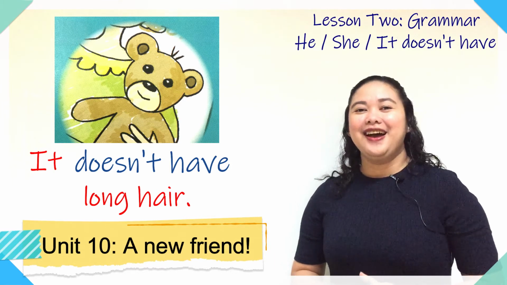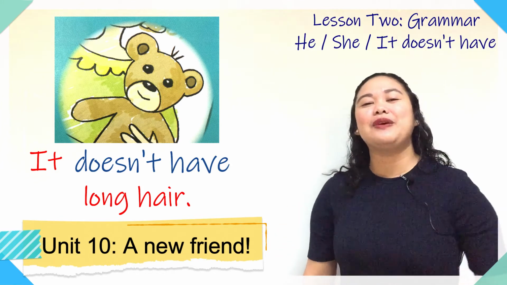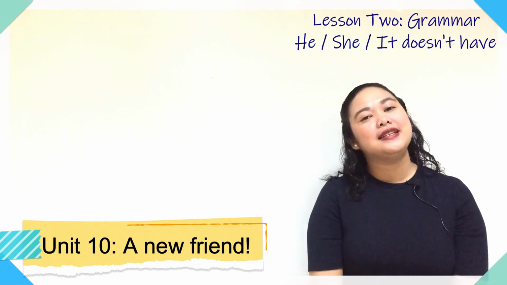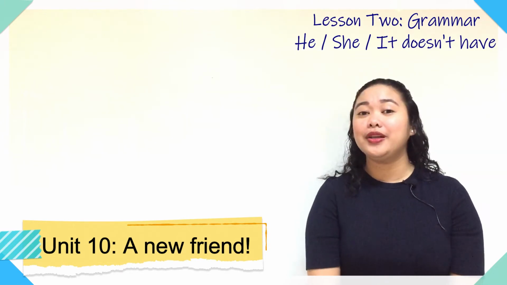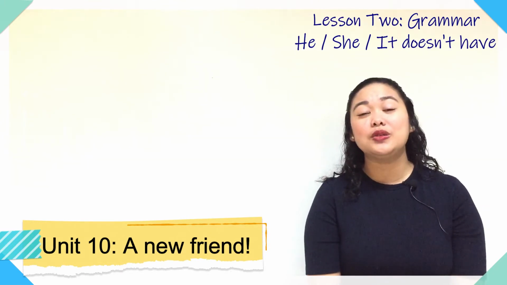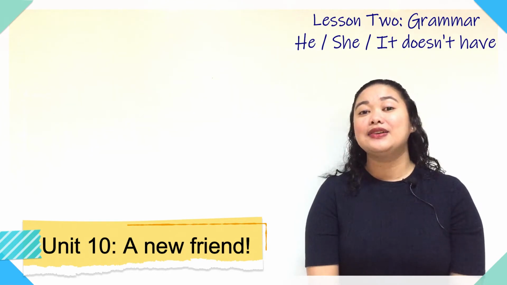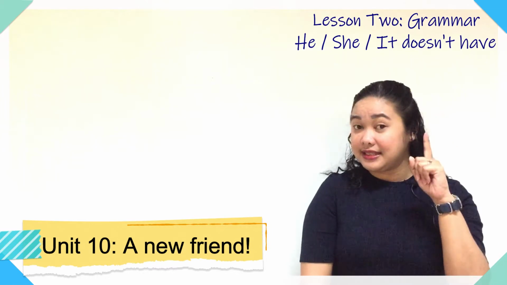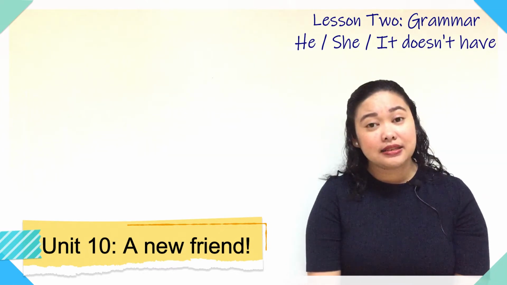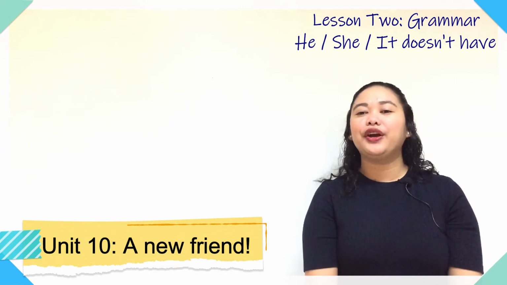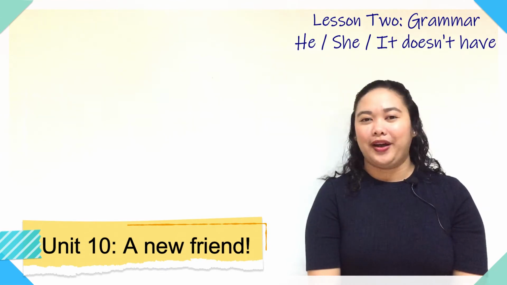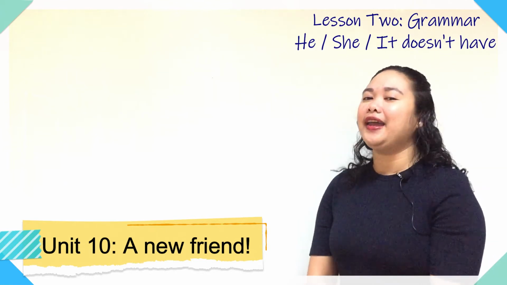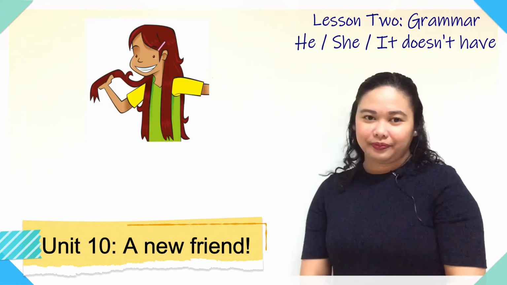Alright? Okay, so let's proceed to our grammar exercise. Again, on this exercise, we are going to use the pronouns he, she, and it, and then doesn't have, plus the words that we've learned in lesson 1. Alright? Okay, so let's try this one.